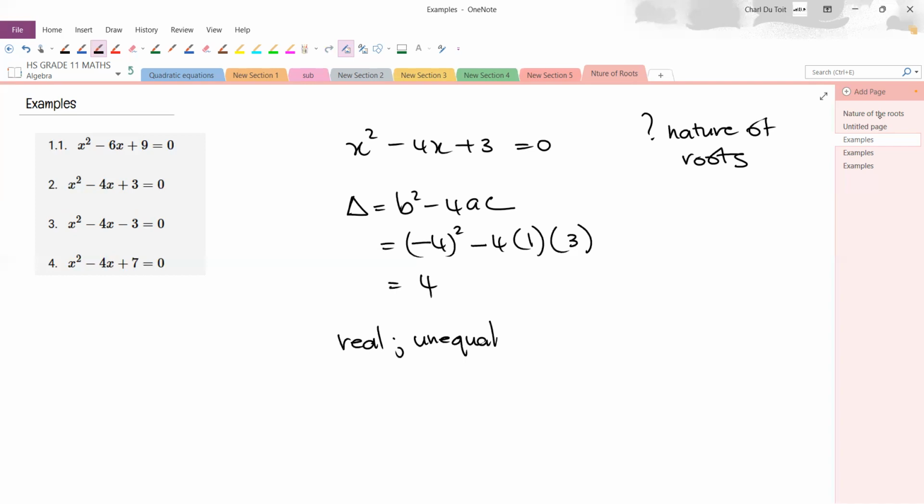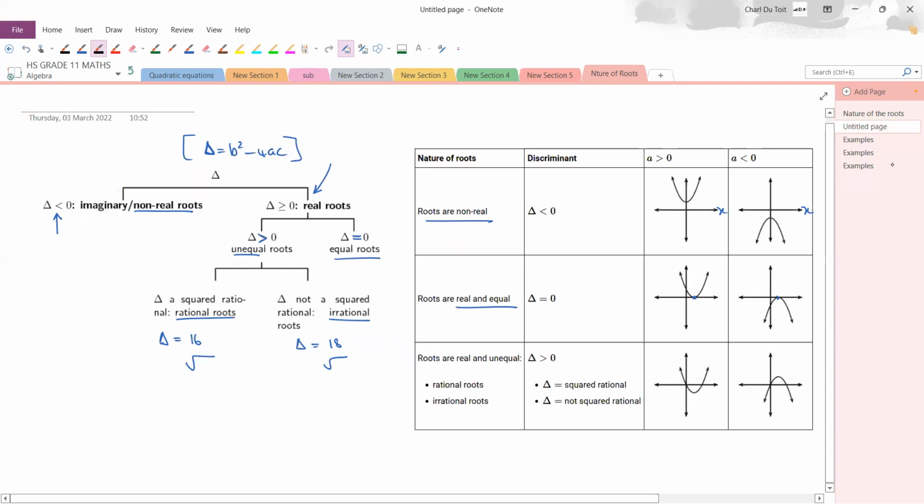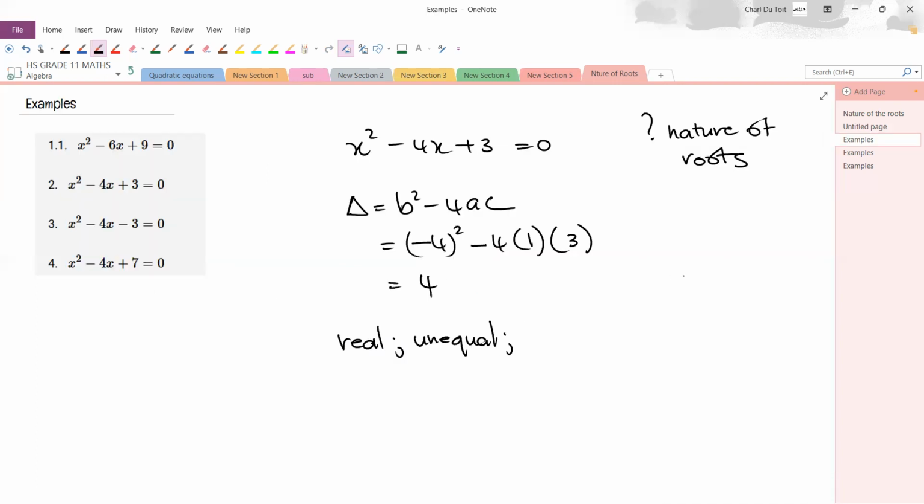So make sure they've got that in. They said unequal. Unequal, and then 4 does have a root. So these are what? Rational. Okay, are you getting a grip on this? It's b squared minus 4ac.